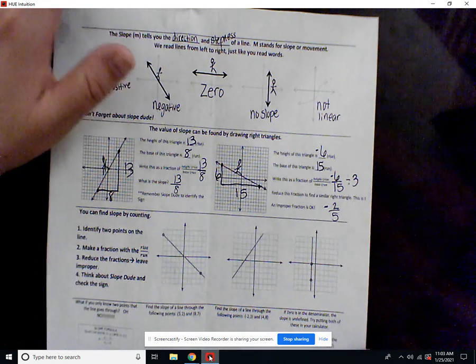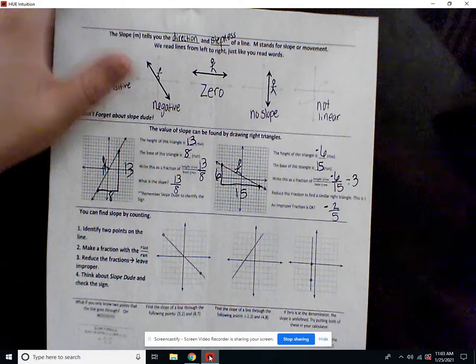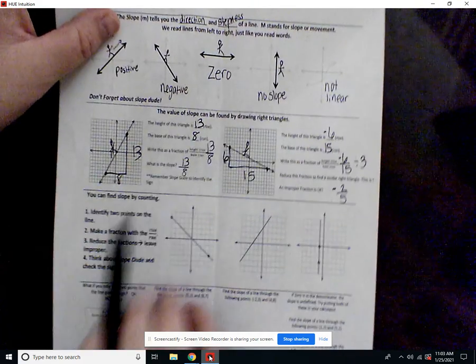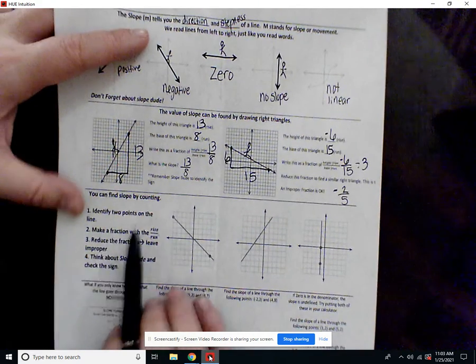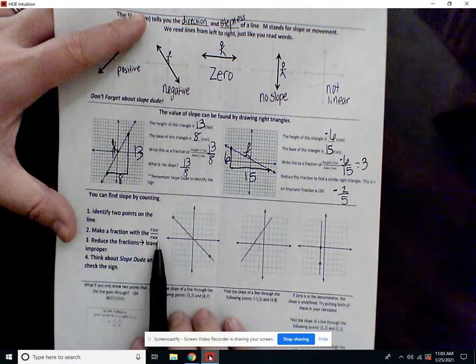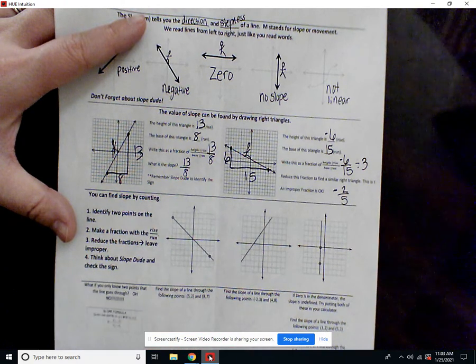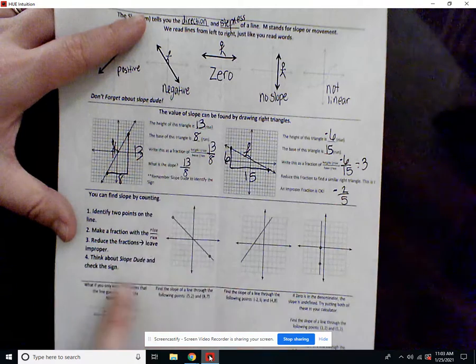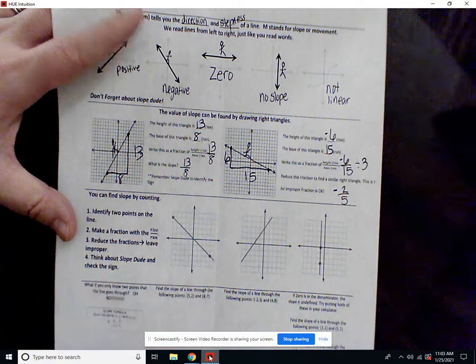All right, so let's practice a little bit more on finding slope. You can find slope by counting: identify 2 points on the line, make a fraction, rise over run, reduce the fraction, and leave improper fractions as they are. Like 13 over 8 was improper. And then check the slope, do a sanity check, and check the sign.